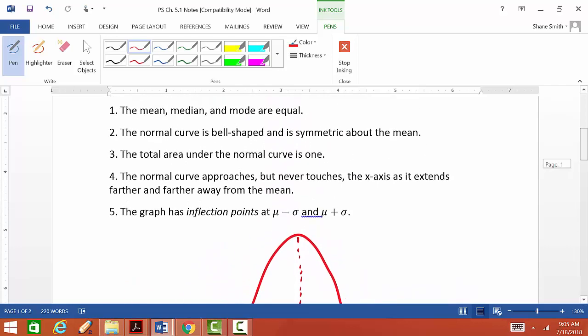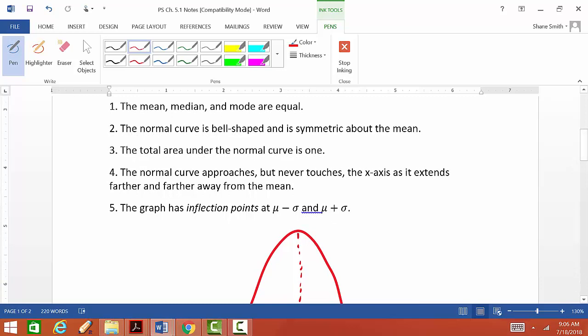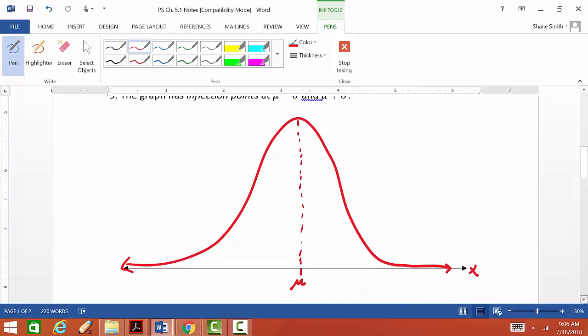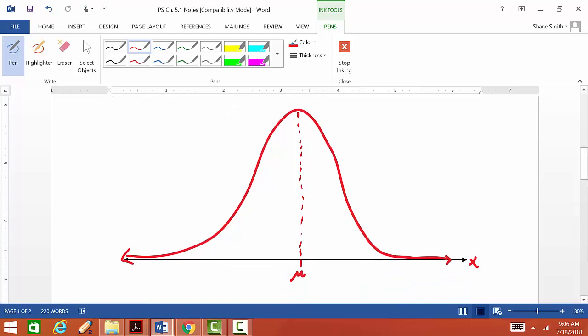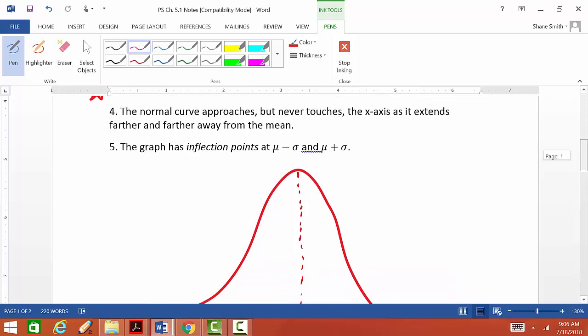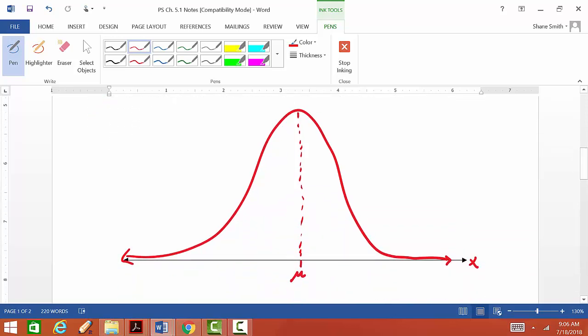The second thing is that the normal curve is bell-shaped and symmetric about the mean, which I already talked about. Three is a really important one: the total area under the curve is 1. And this one's kind of interesting because the normal curve extends forever. It gets really, really close, but never actually touches the x-axis, which is the fourth thing. The normal curve approaches but never touches the x-axis as it extends farther and farther away from the mean. Yet there is an area under this curve, and the area under the curve is 1.